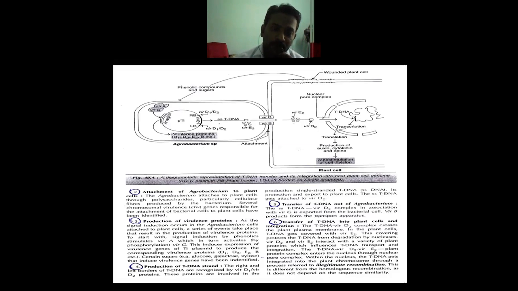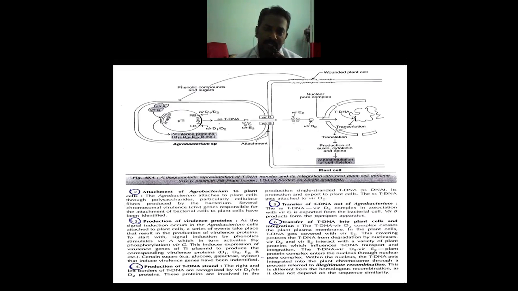Then production of virulence proteins. After attachment takes place and the signal induction occurs in the Agrobacterium cell attached to the plant cell, a series of events takes place that results in the production of virulence proteins. To start with, the signal induction by phenolics: phenolics stimulate virulence A, which in turn activates virulence G. This induces expression of the virulence genes of the Ti plasmid to produce the corresponding virulence proteins D1, D2, E2, and B, etc.